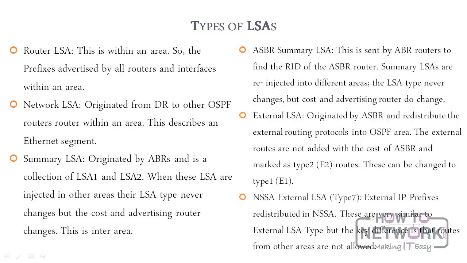And then we have not-so-stubby area external LSAs. These are external IP prefixes redistributed in a not-so-stubby area. These are very similar to external LSA types, but the key difference is that the routes from other areas are not allowed.